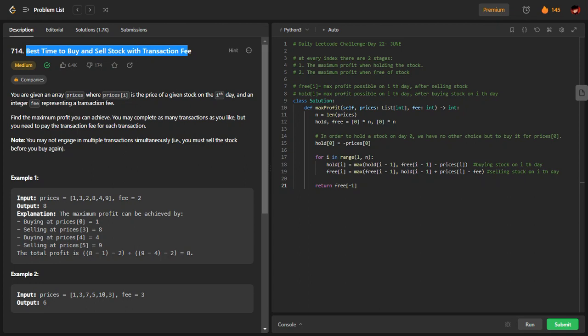So if I am not wrong, this is basically a series of questions. The best time to buy and sell stocks is a series of questions. There are many twists and turns possible in this, so this is just one of them. Okay, let's see what the question is.